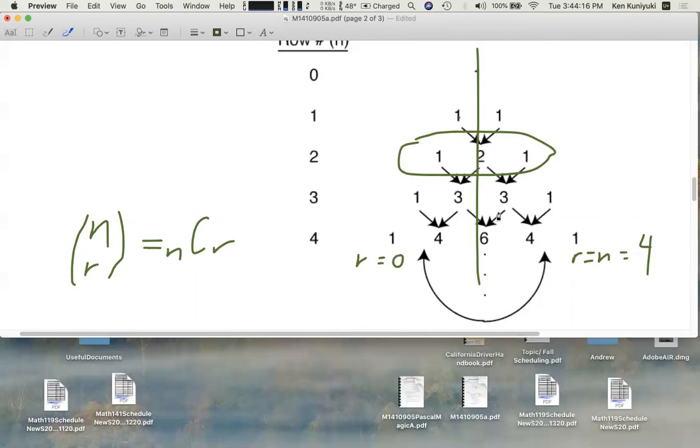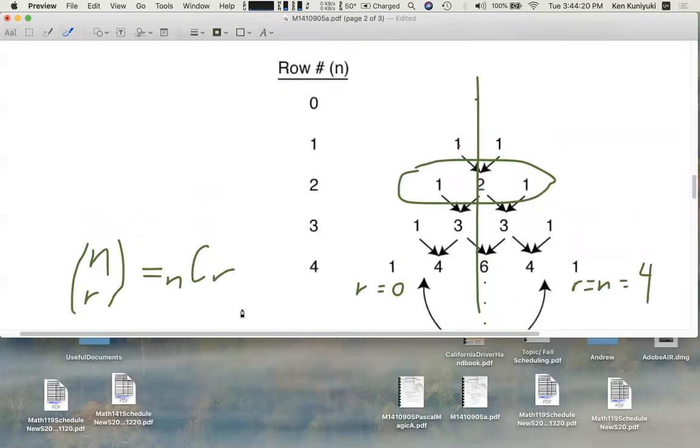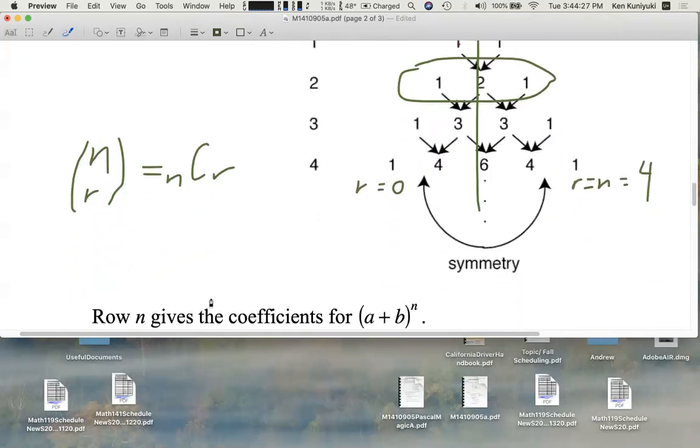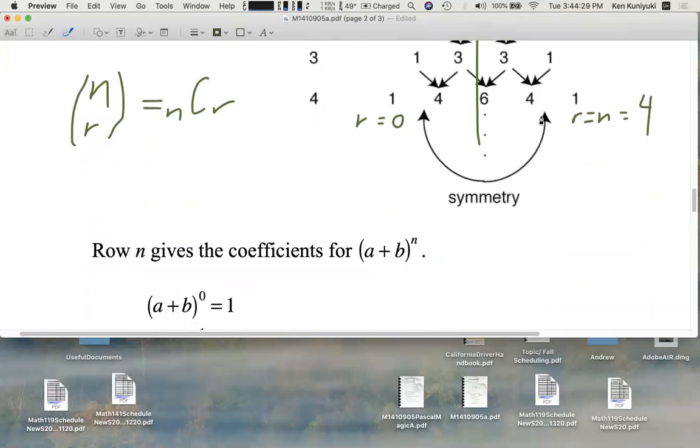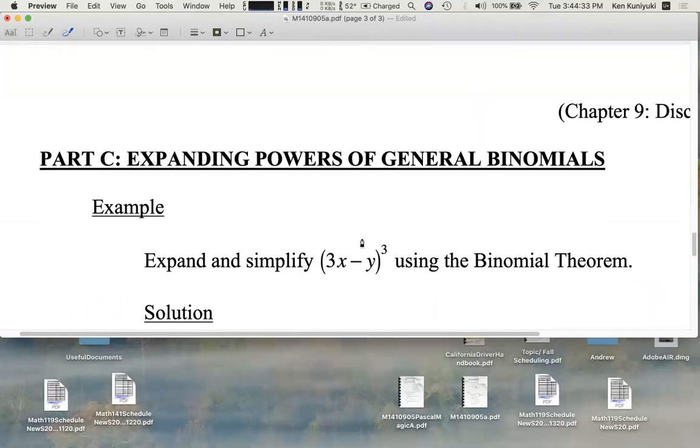This here, Pascal's triangle, is a triangle of binomial coefficients, these NCR values that we mentioned before in section 9.6. All right. And it explains the symmetry also. Okay, now you can expand general powers.